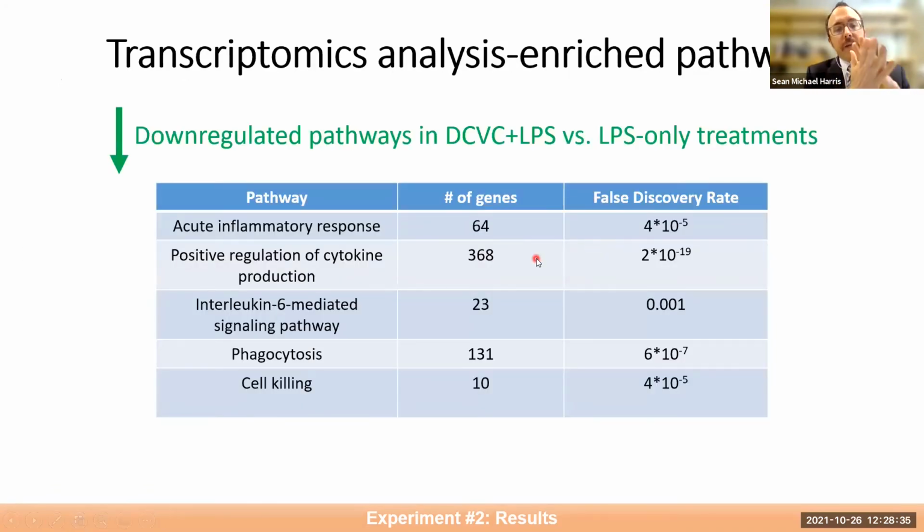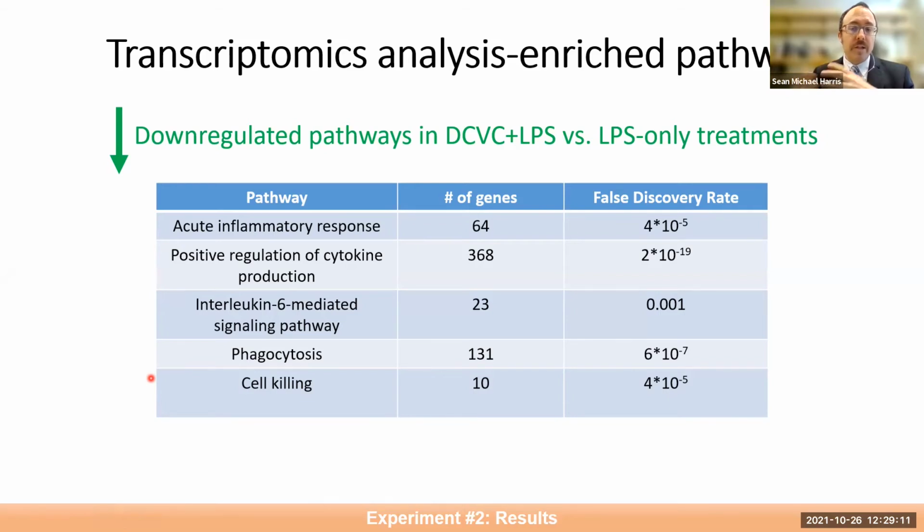So going back to the pathway data, we saw these pathways related to inflammatory responses. However, we were also interested in understanding a little bit more about how DCVC might be impacting specific functions of macrophages beyond just these inflammatory pathways. So we queried and looked into certain pathways such as phagocytosis and cell killing, which are functions of macrophages. They phagocytose, basically engulf pathogens, and then release certain chemicals that kill pathogens as part of the immune response.